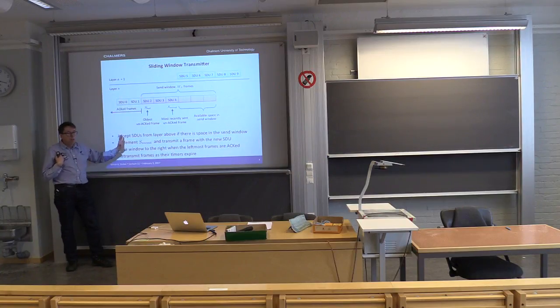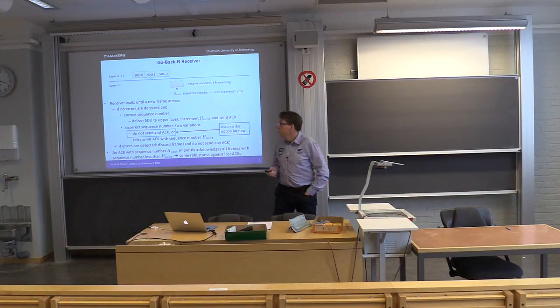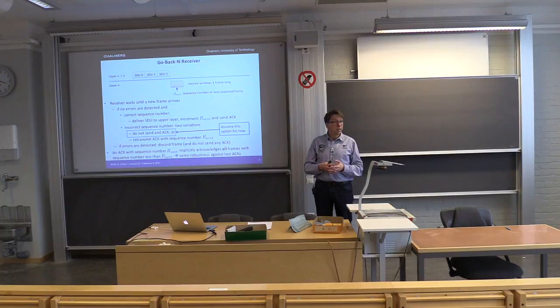Okay, so this is the main vehicle, right? And now we have two different protocols for this. One which is called go back N, and one which is called selective repeat. And they differ in how the receivers are implemented, the receiver logic. So let's start with the simplest one, which is this go back N receiver. And essentially, it's the same receiver logic as for stop and wait. So it's conceptually very simple.